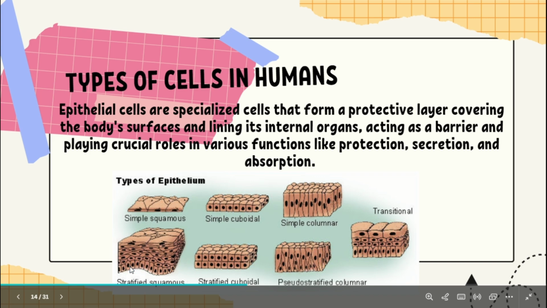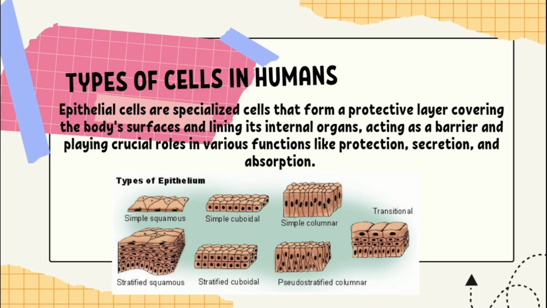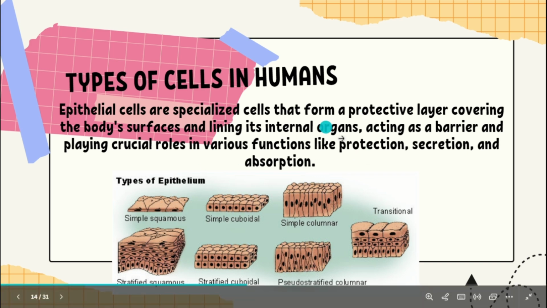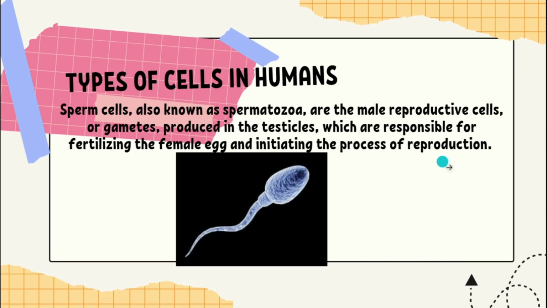Then right here you have stratified squamous, where stratified means it's multi-layered and it's squamous cells. Stratified cuboidal, multi-layered cuboidal cells. Pseudo-stratified, where everything kind of blends together. That's why it says pseudo. It's not a true double layer, but it kind of appears that way, right? So that's why they say pseudo-stratified. But basically, epithelial cells are very important in our bodies.